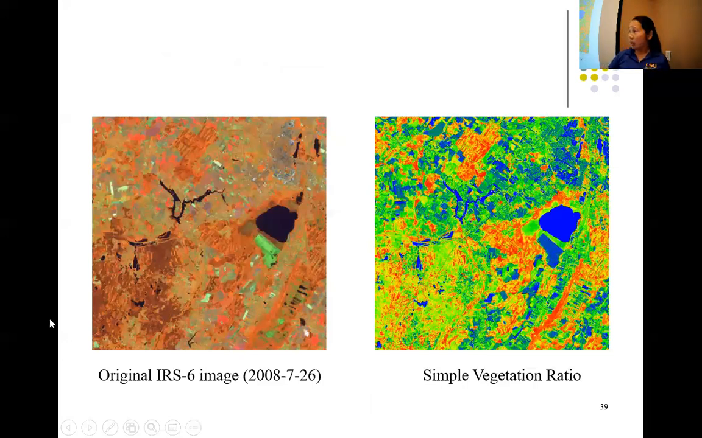For the majority of this, we're going to use this test image over here. This is the original IRS image, and this is the simple vegetation index. This is how they may look. As you can see in this data set, the blue areas are water or places with high water concentration, and the red ones, for example this place over here, are the vegetated areas. So it's a good index to indicate where vegetation is.